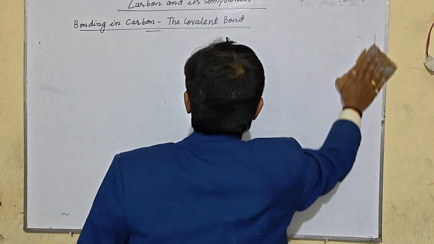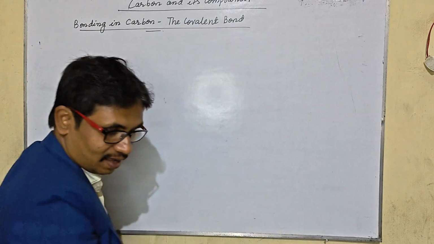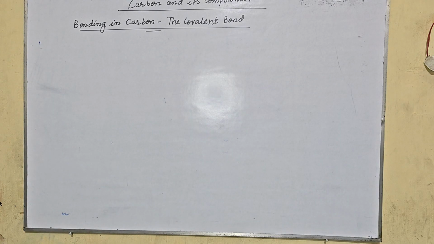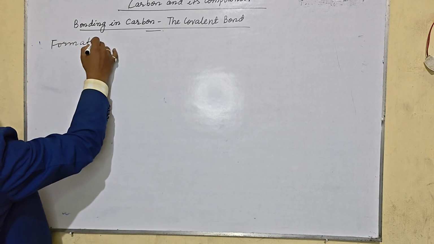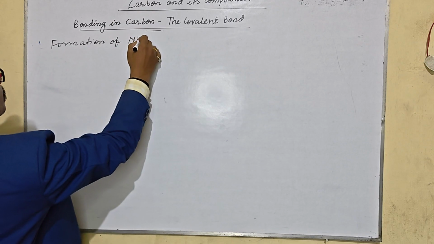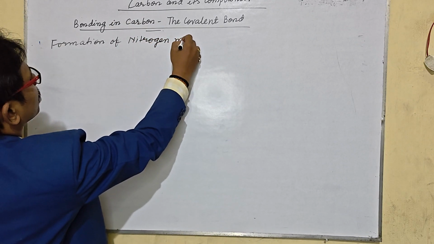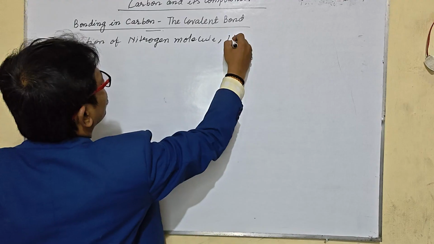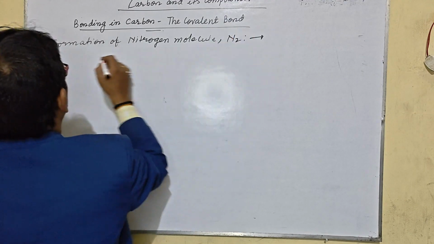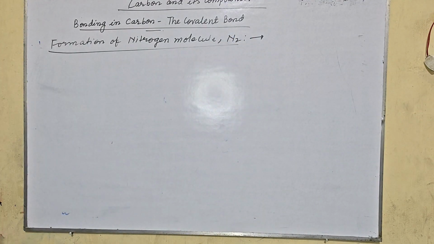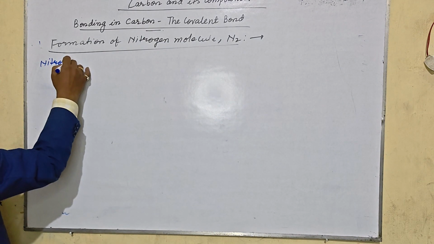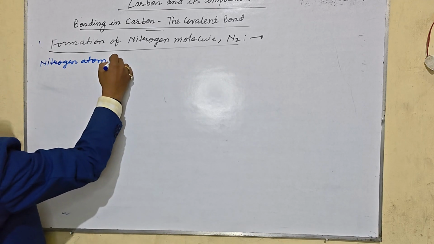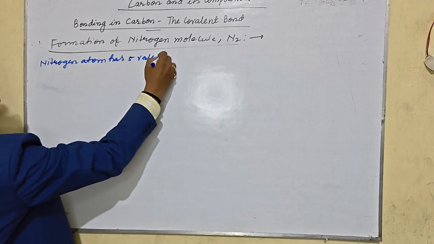Let us now see the formation of the nitrogen molecule, N2. The nitrogen atom has 5 valence electrons.